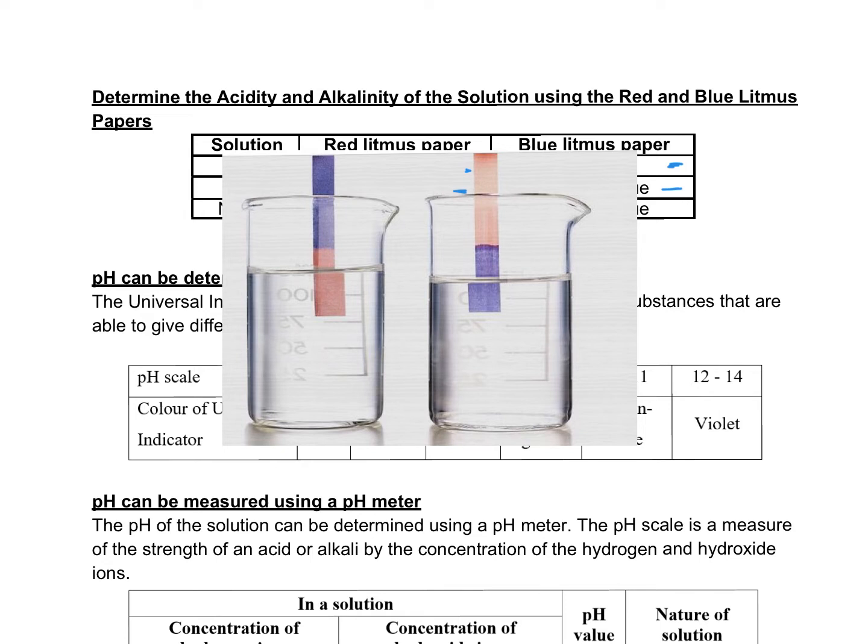Can you identify which beaker consists of acid and which beaker consists of alkaline? Pause the video and observe it. Okay, now back. Are you able to tell me which one is an acid?